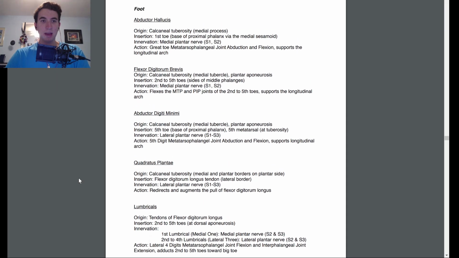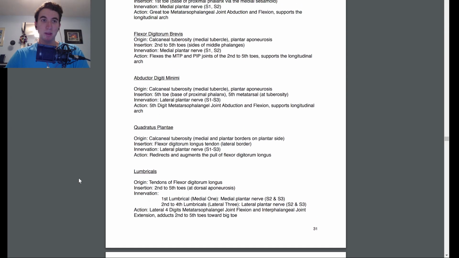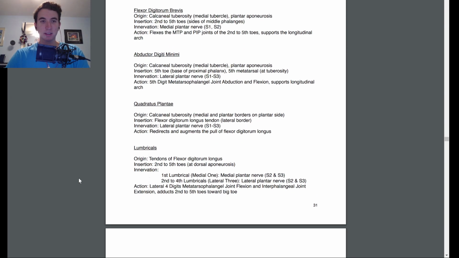Next is the abductor digiti minimi. Originates at the calcaneal tuberosity, the medial tubercle, and the plantar aponeurosis. Inserts at the fifth toe, the base of the proximal phalanx, and the fifth metatarsal at the tuberosity. Innervation is caused by the lateral plantar nerve, S1 to S3, and the actions are fifth digit metatarsal phalangeal joint abduction and flexion, and it supports the longitudinal arch.